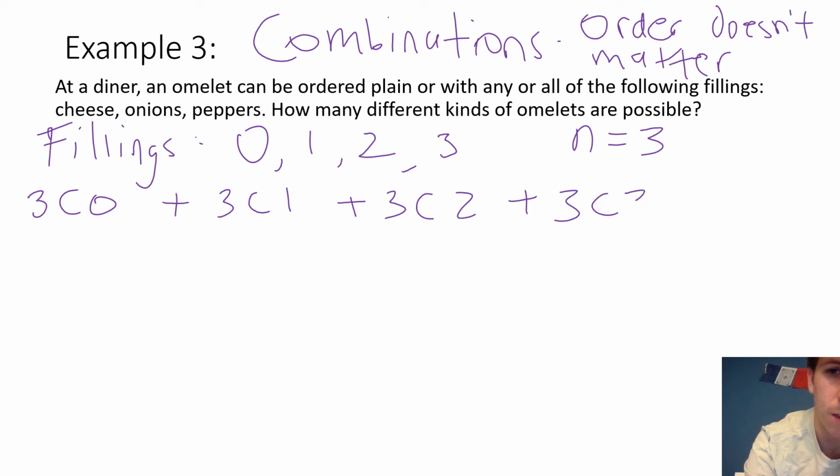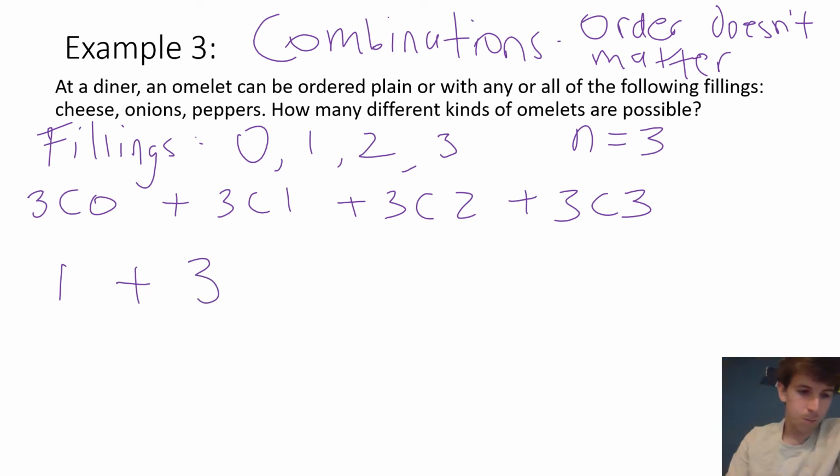All right, so 3C0, that's just going to equal 1. I think you could probably figure that out without even doing it on your calculator. There's only one type of plain omelet, so that's just going to be 1. 3C1: how many different ways are there to choose omelets with 1 filling? Well, you can either get a cheese, an onion, or a pepper. You can confirm that 3C1 equals 3 on your calculator if you'd like.